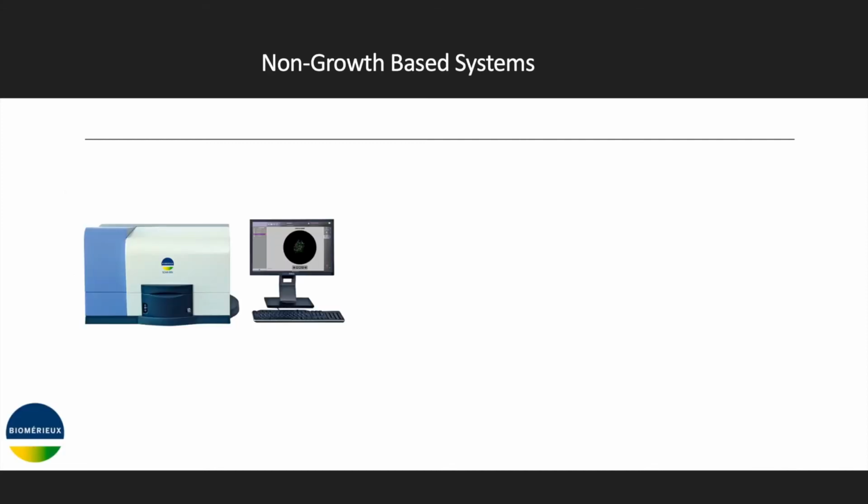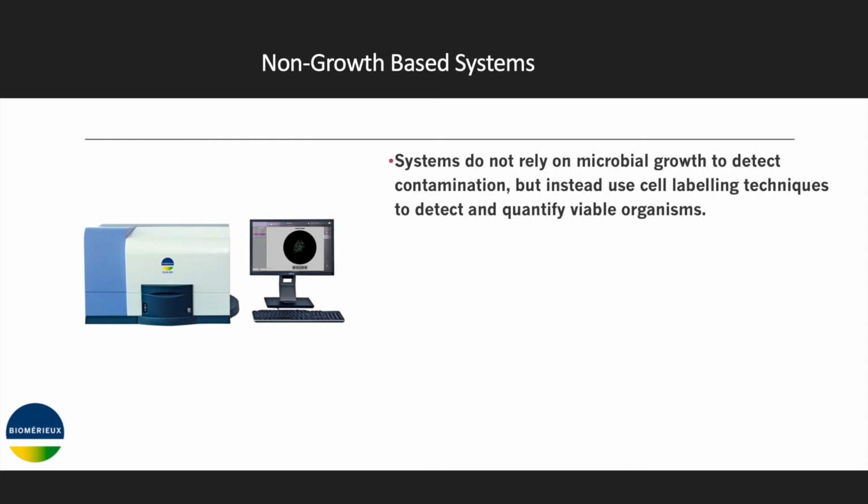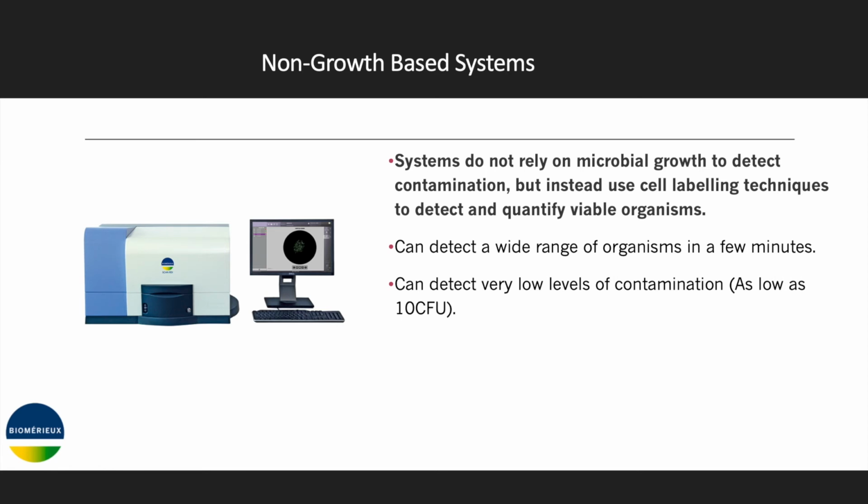And lastly, I just wanted to look at a non-growth based system. This one was also developed by bioMérieux. Now, non-growth based systems do not rely on microbial growth to detect contamination, but instead use cell labeling techniques to detect and quantify viable organisms. They can detect a very wide range of organisms in a few minutes and very, very low levels of contamination, as low as 10 CFU. An example of this is the ScanRDI.